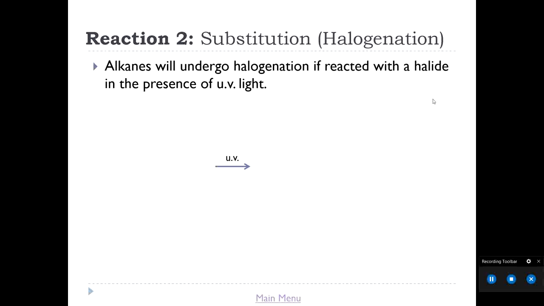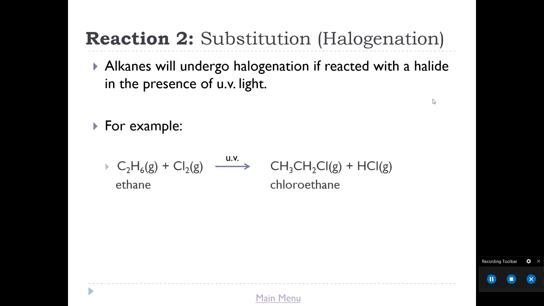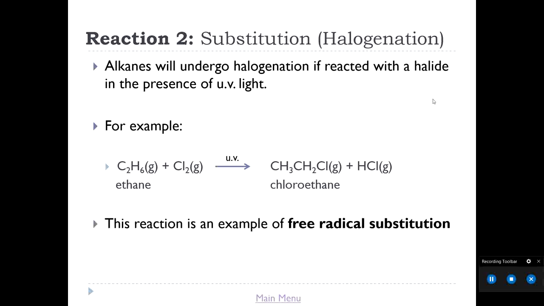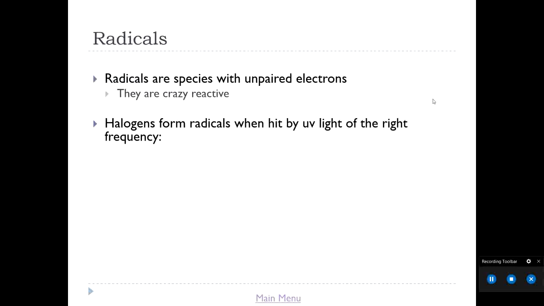So alkanes will undergo halogenation if they're reacted with a halogen in the presence of UV light. Or sorry, I shouldn't say a halogen ion, I should say a halogen radical in this case, which we'll see in a moment. For example, if we take ethane and react it with chlorine gas, if we expose this to UV light, we get chloroethane and hydrogen chloride gas. This process happens through free radical substitution. And we're going to take a look at that in more detail.